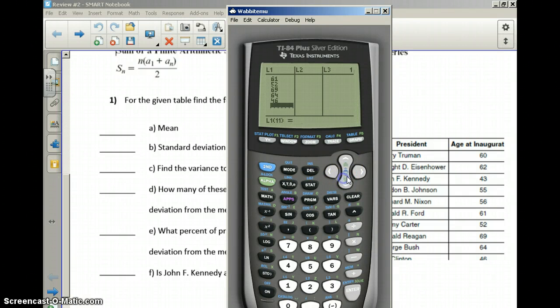Okay, so now let's see if I'm right now. I have 46, 64, 69, 52, 61, 56, 55, 43, 62, 60. Okay, so now I know I'm right. So I'll hit stat, variable, calculate, and then variable statistics, nothing else. I don't have to hit list 1 or list 2. So here I find that my average is 56.8.